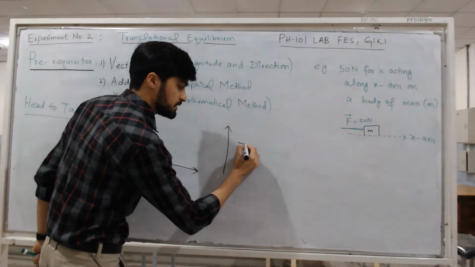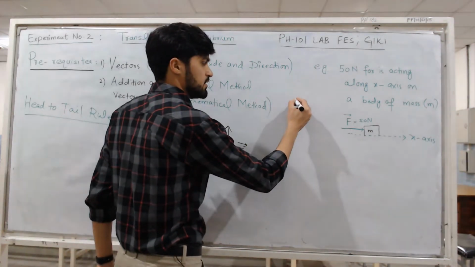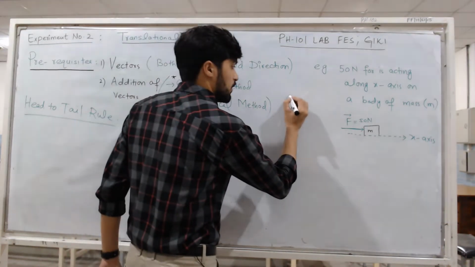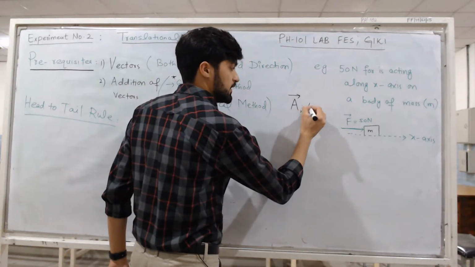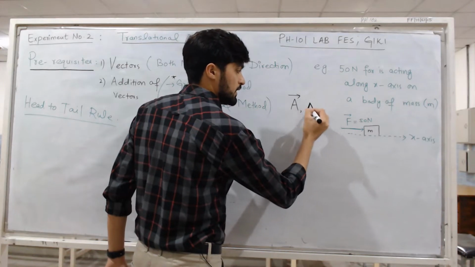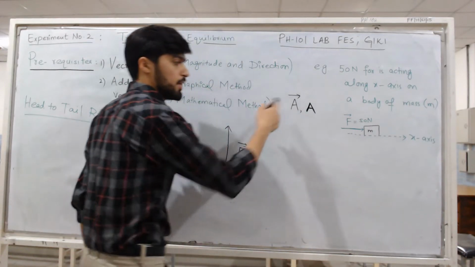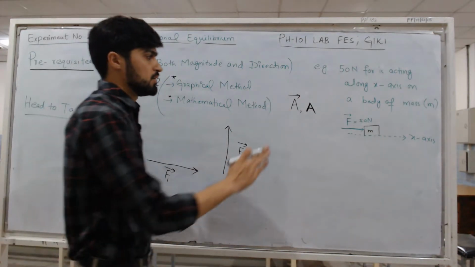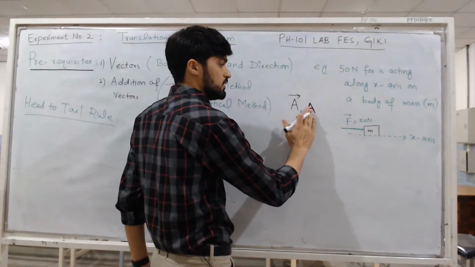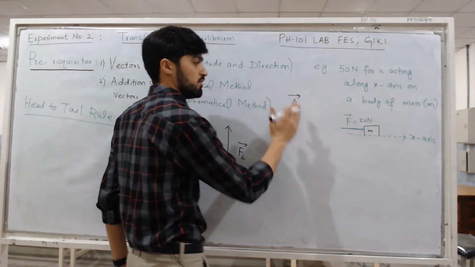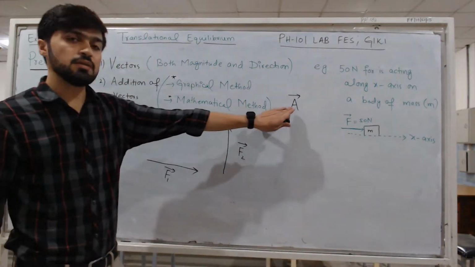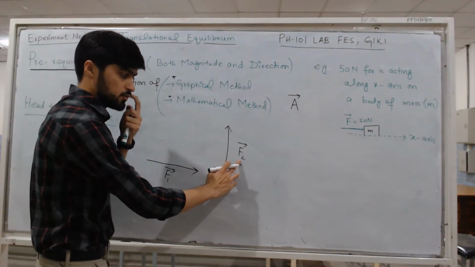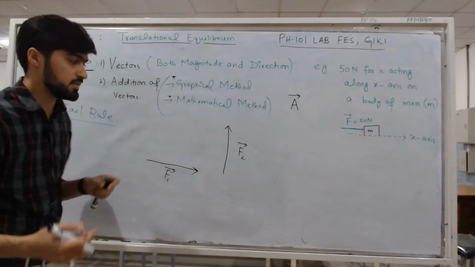A vector is generally represented by any letter, capital or small, with an arrowhead above, or you can represent it with a bold letter like this. The arrowhead can be above or below, so you can use any of the notations, but it is better to use either this one or this one with an arrowhead above. Symbolically, a vector is represented with an arrowhead above. This represents a force, with the arrowhead representing the direction.